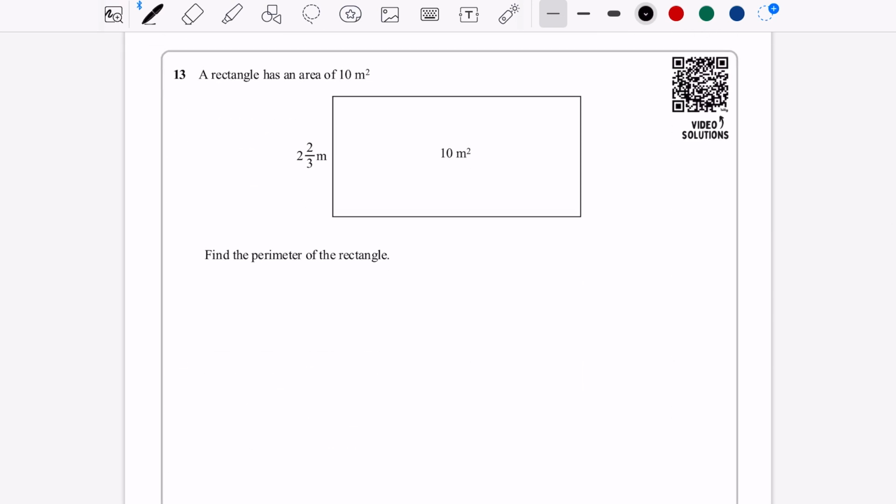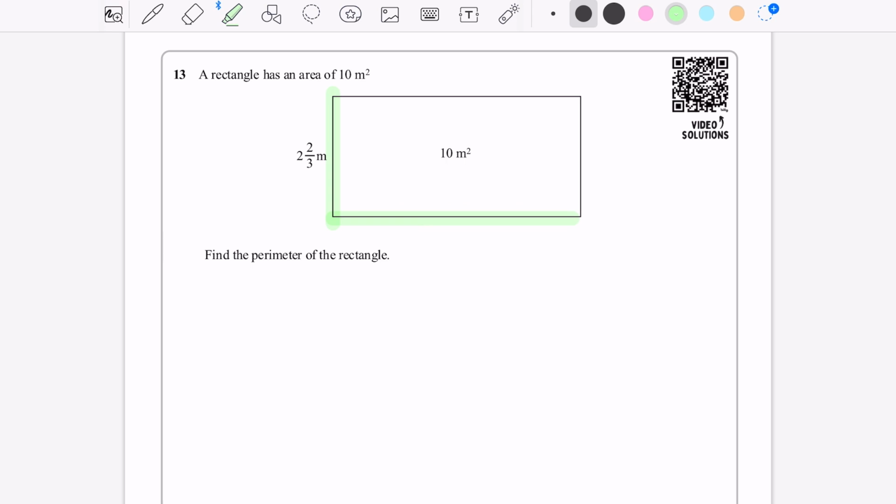Okay, rectangle has an area of 10. Find the perimeter. That's tricky. I'll be honest, these are actually fairly hard for a question 13 in my opinion. It's because it's non-calculator as well. Area of a rectangle, so that is base times height. Right, so this length times this length has to make 10.